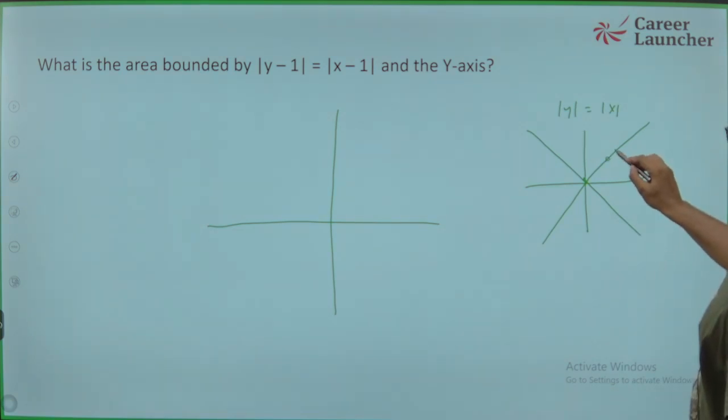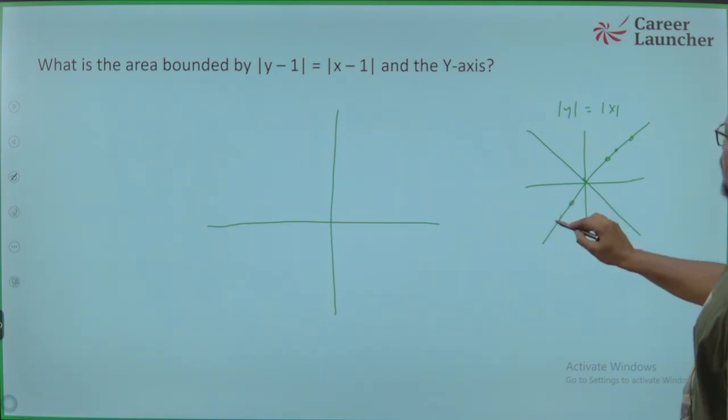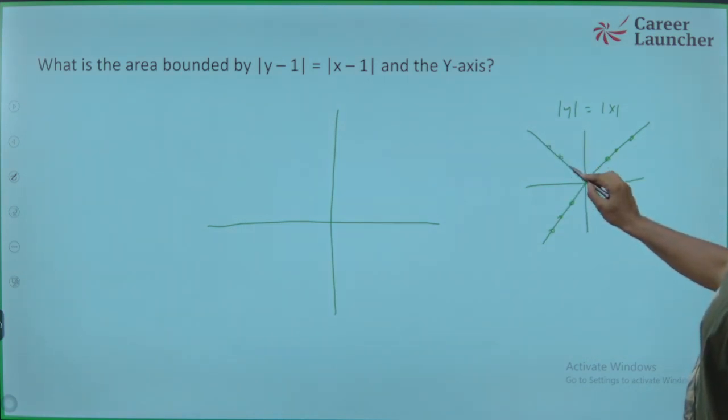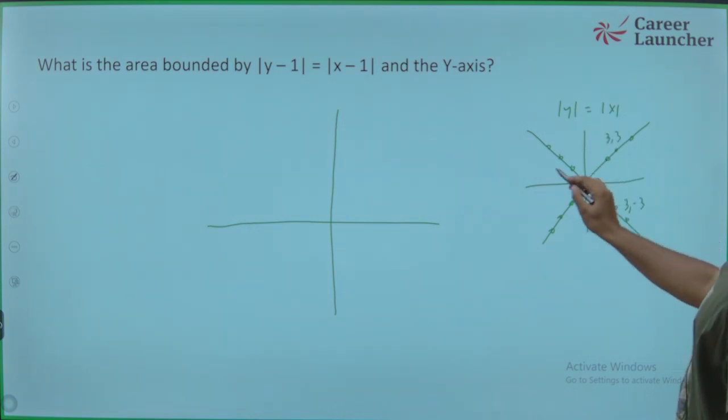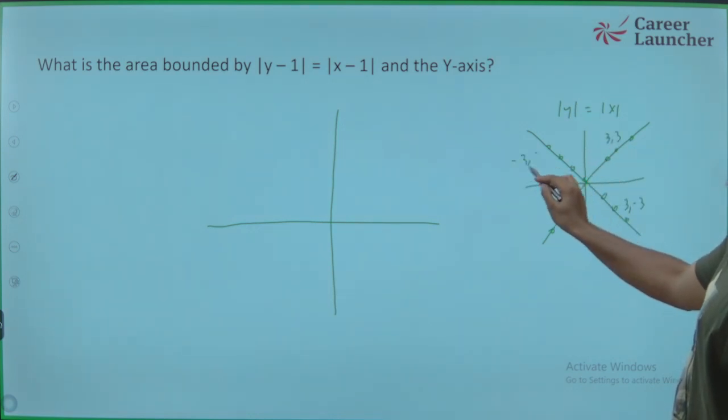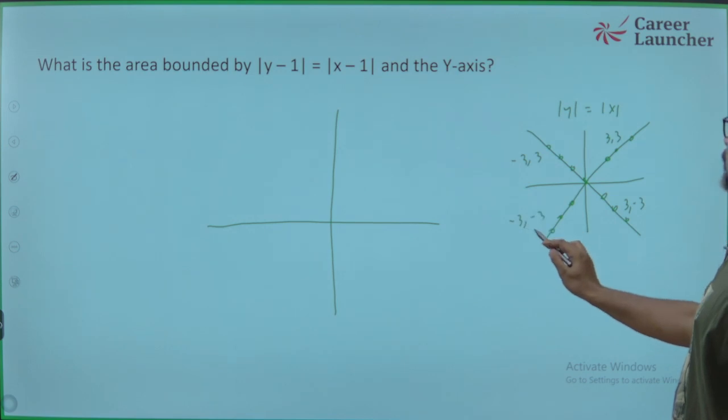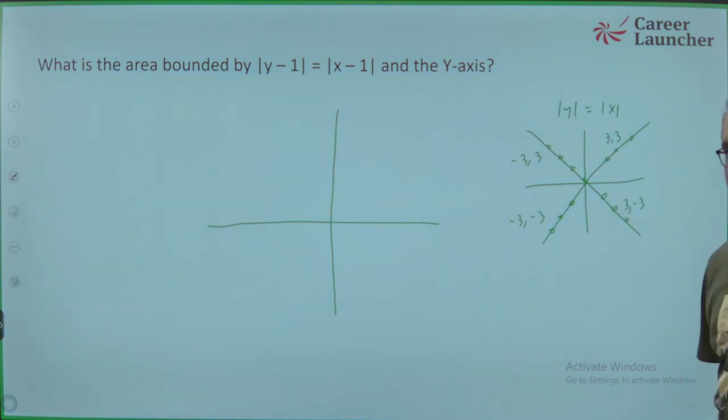Why? Because on every point here, the values of x and y are equal in magnitude. Like here we would have x as 3, y as minus 3. Here we would have 3 comma 3. Here it would have been x as minus 3, y as 3. Here it would be minus 3, minus 3. See, all of them satisfy. Every time mod x equals mod y. So that means we are going to get the x.